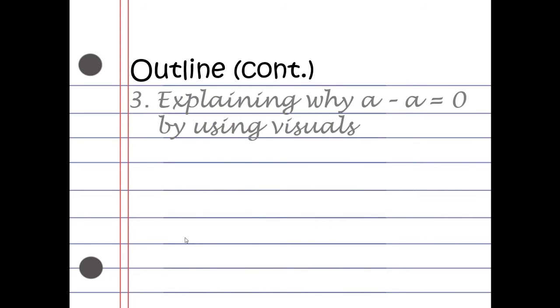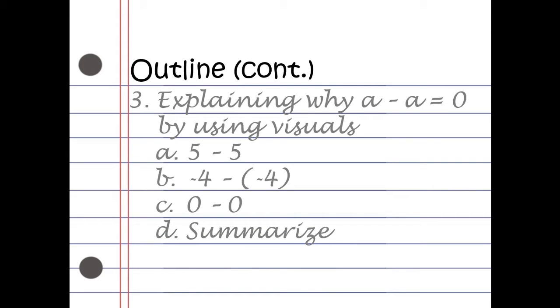Next, I'm going to be explaining why a minus a is equal to 0 by using visuals of counters and of the number line. Our first example is 5 minus 5, then negative 4 minus negative 4, and then 0 minus 0. And then we'll summarize the findings.